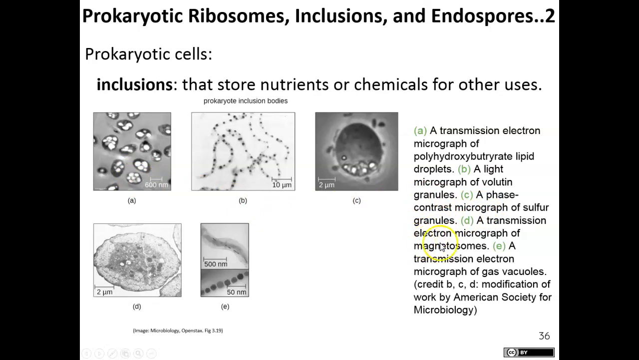Where's another one? D. These contain magnetosomes, which allow the cells to actually be pulled by the magnets in the polar caps. Those magnetosomes are magnetic. That's what I wanted to say.